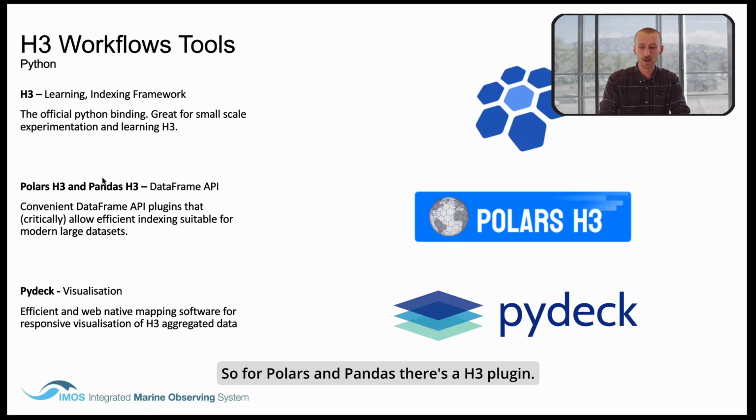So for polars and pandas there's an H3 plugin. This allows us to have a nice vectorized compute that's extremely efficient, so we can tag and do all our H3 computation incredibly quickly across an entire dataset. Finally, for the visualization, we have PyDeck, and there are other systems which have nice integration, but we've found PyDeck works the best. They have a layer system that works directly with H3 hexagons.